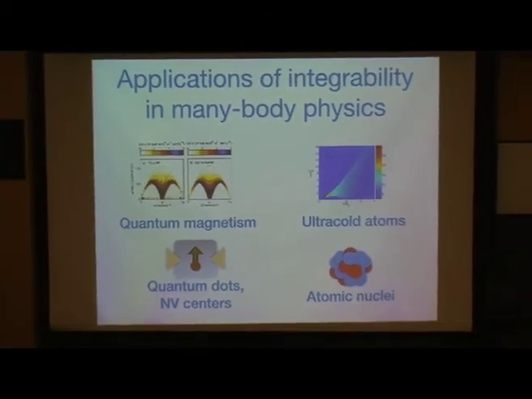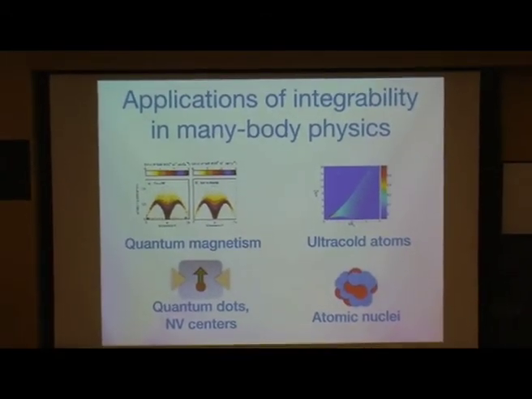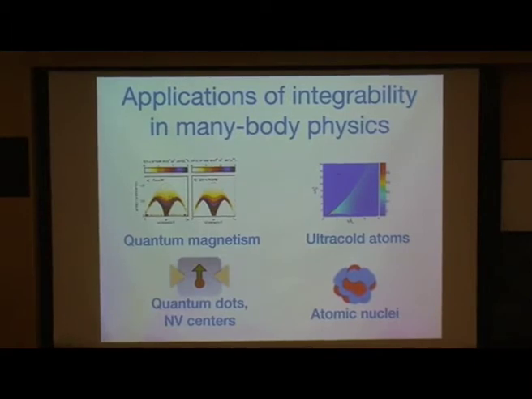Okay, so the applications of integrability in many-body physics, essentially, they've manifested themselves in very many different settings. I of course don't have the time to really describe absolutely everything for you, but today I'll just concentrate on quantum magnetism and a bit of ultra-cold atoms as well. But there are other situations, for example, quantum dots, NV centers, that are used these days for essentially quantum information processing. You can also approach that with integrable models.